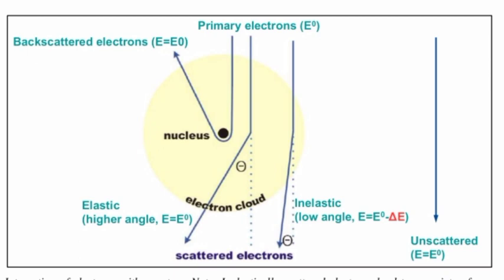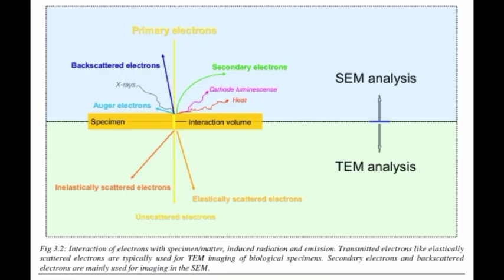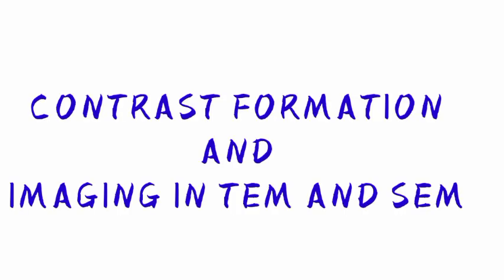In this figure, interaction of electrons with an atom, and in the second figure, interaction of electrons with specimen or matter induced radiation and emission. Transmitted electrons, like elastically scattered electrons, are typically used for TEM imaging of biological specimens. Secondary electrons and backscattered electrons are mainly used for imaging in the SEM. Contrast formation and imaging in TEM and SEM.